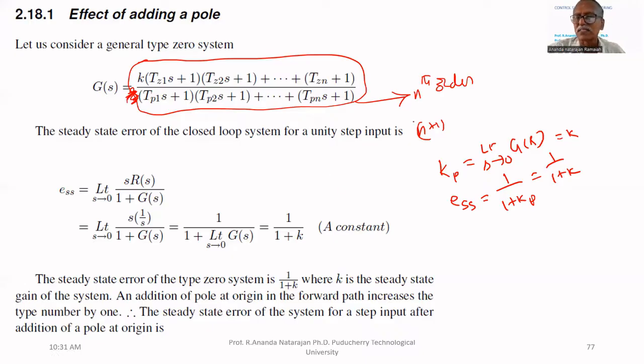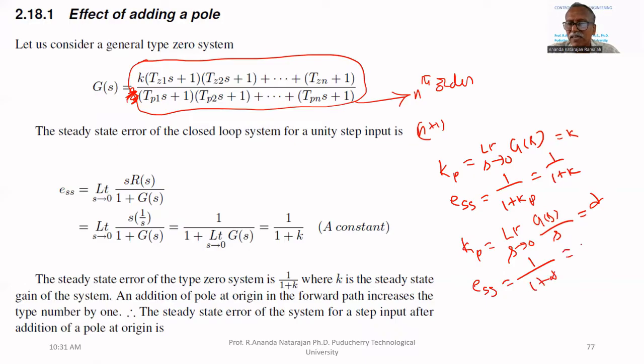Now let us add S to that system. What happens? Kp equal to what? The original system is G of S, and I added one pole at origin to the system. As S tends to 0, it becomes infinity, because I added one pole at origin. Therefore, steady state error equals 1 upon 1 plus infinity, that is equal to 0. Steady state error becomes 0.